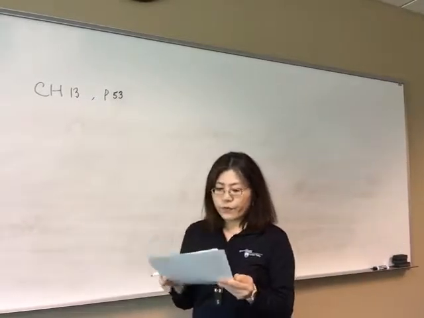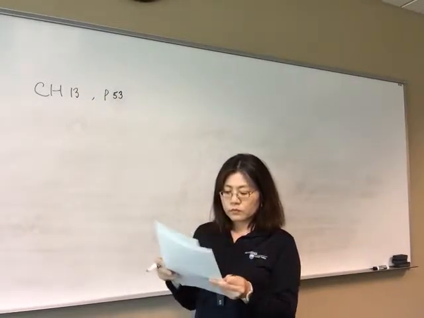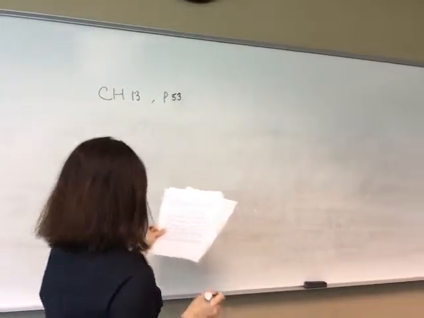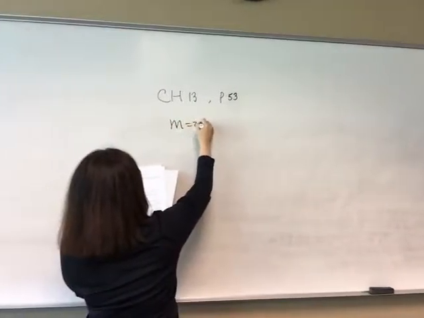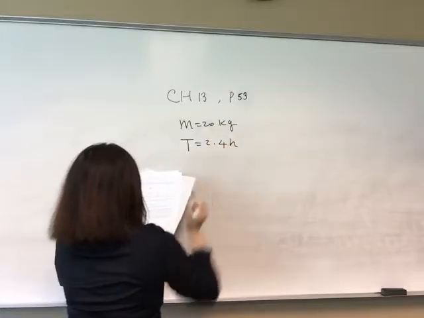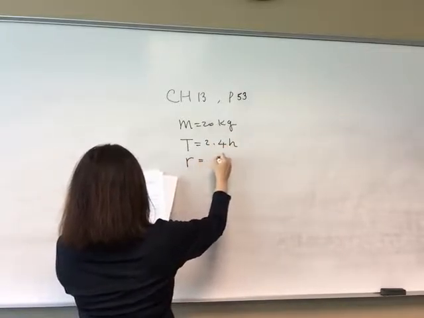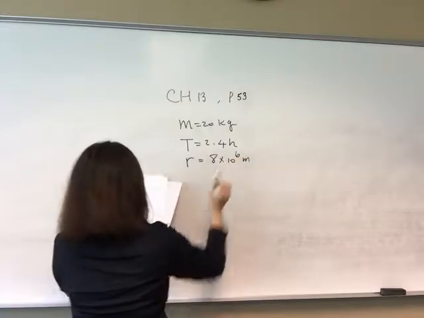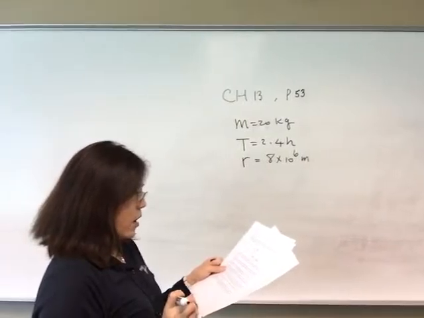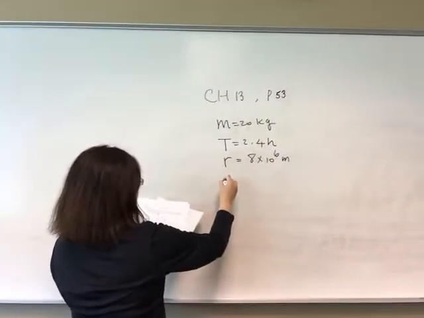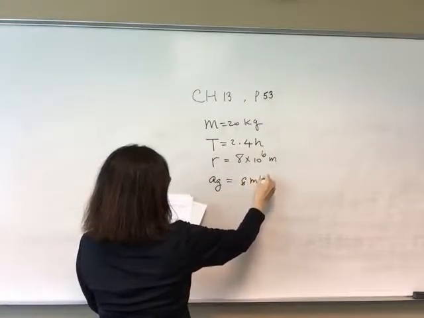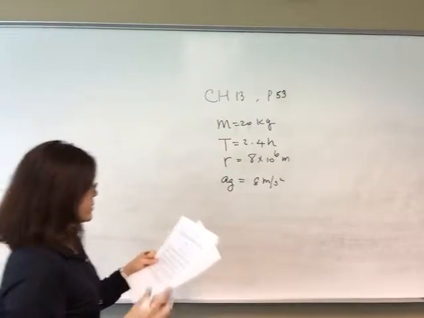All right, so 53. A 20-kilogram satellite has a circular orbit with a period. So the mass of the satellite is given, and the period is 2.4 hours, and the radius is 8 times 10 to the 6 meters around a planet of unknown mass. If the magnitude of the gravitational acceleration on the surface of the planet is, let's say, g equals 8 meters per second squared, then what is the radius of the planet?